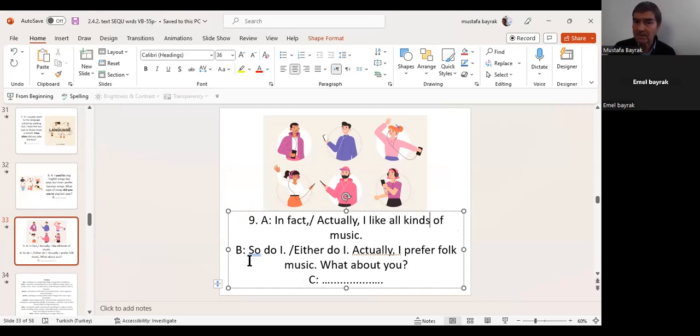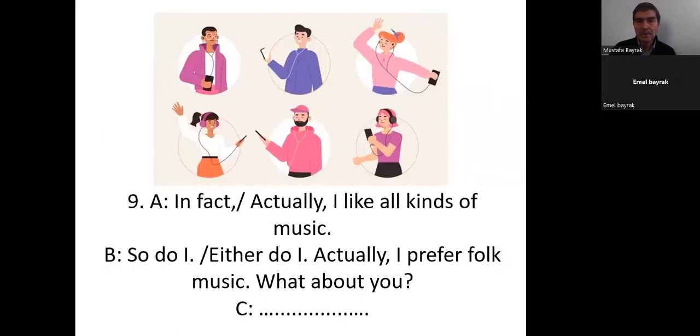B says, so do I. I agree with you, okay? I also like all kinds of music. So do I, or neither do I. Actually, I prefer folk music. What about you? I prefer pop music.